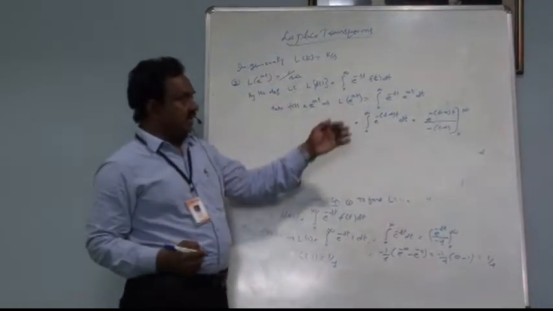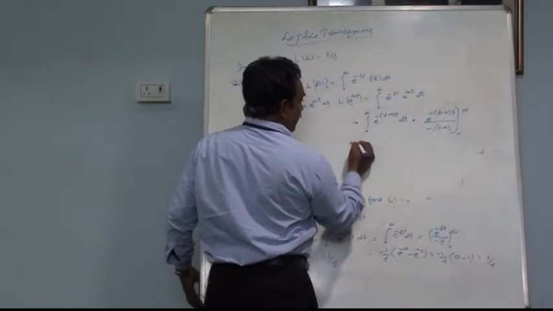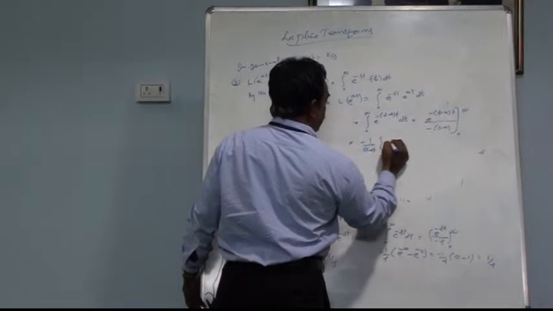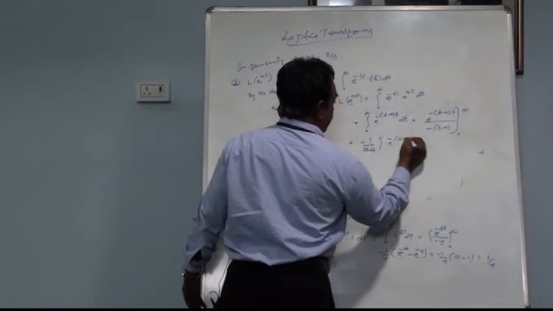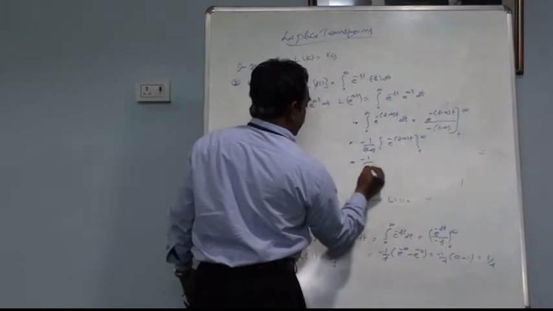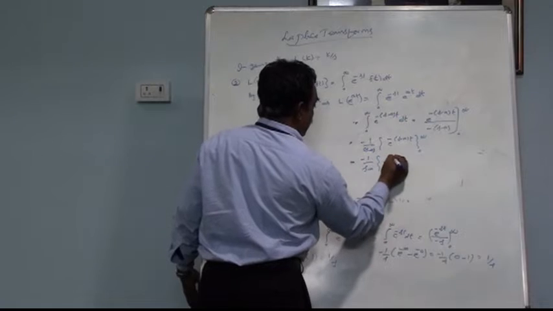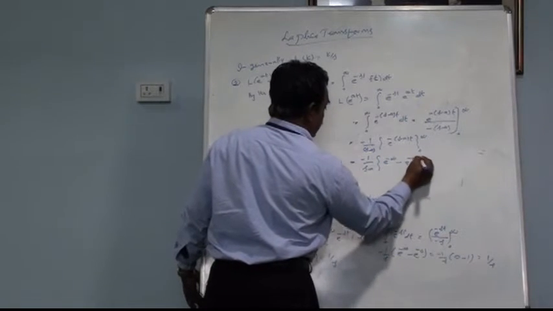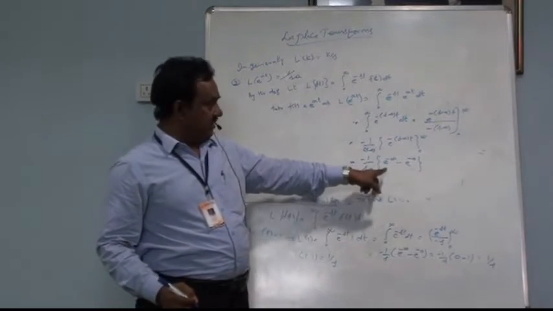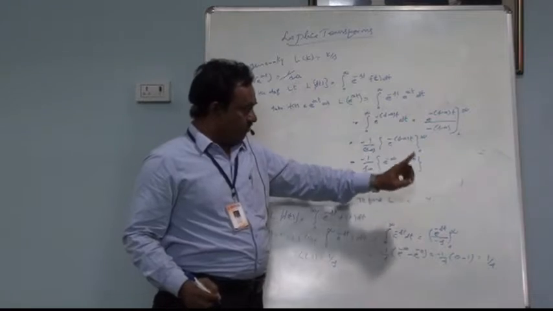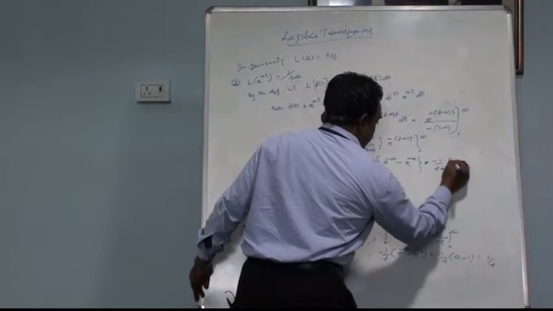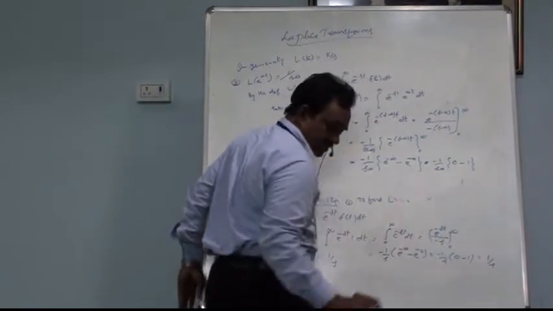If you substitute the limits here, what will happen? We will get finally minus 1 by s minus a, e power minus of s minus a into t, from 0 to infinity. Now here, minus 1 by s minus a, e power minus infinity minus e power minus 0. As you know, e power minus infinity is 0 and e power minus 0 is equal to 1. Therefore, this gives minus 1 by s minus a times 0 minus 1 minus 1.